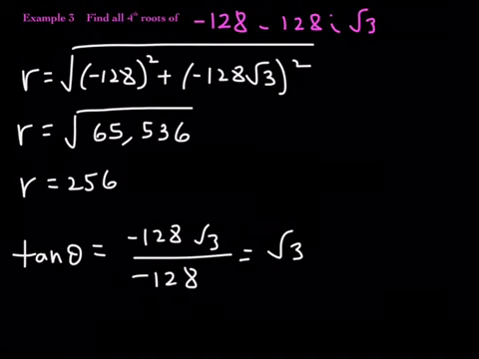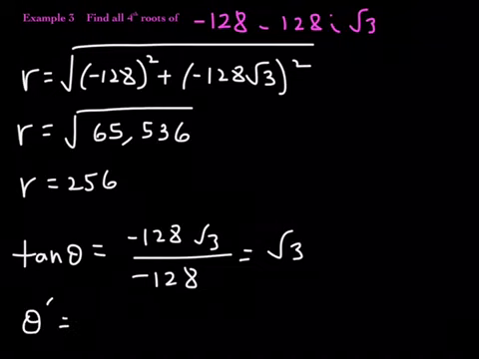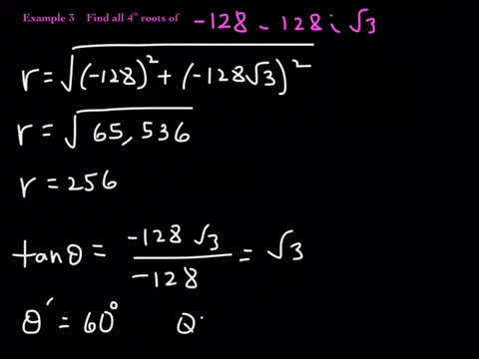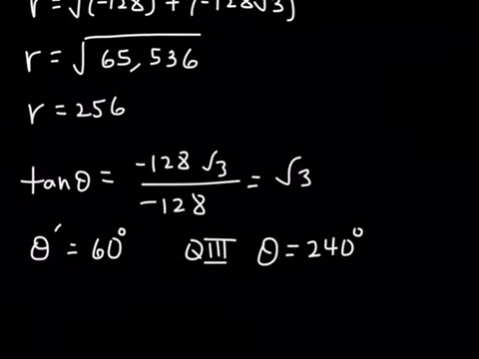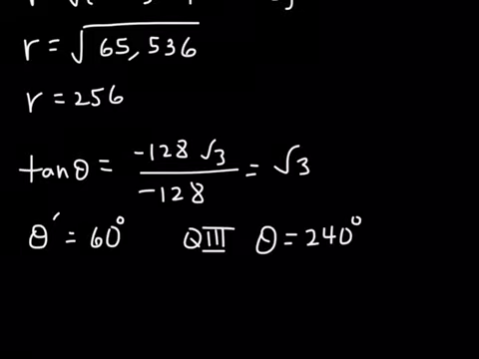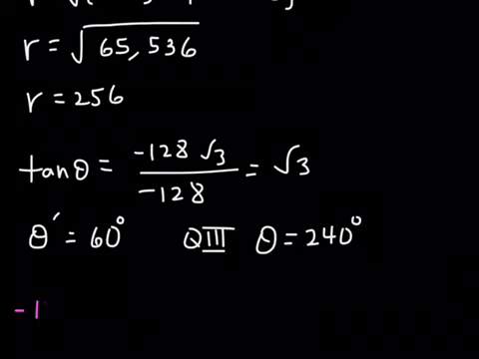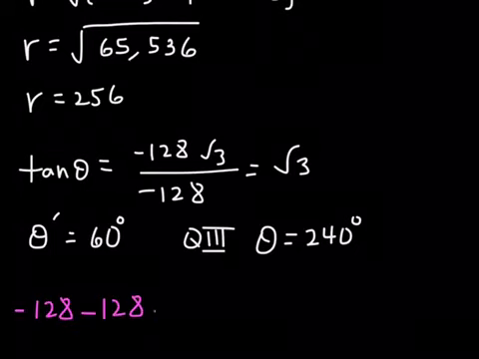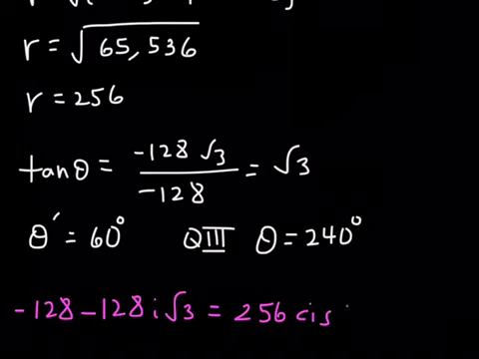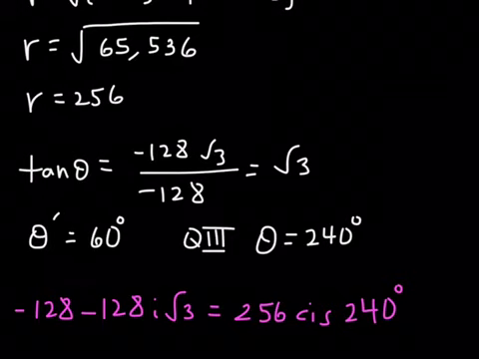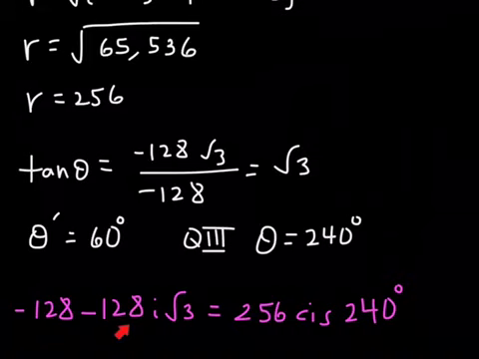So because you're in quadrant 3, you know your reference angle is 60 degrees, right? But in quadrant 3, that would put you at 60 degrees after 180 degrees. So that would put you at 240 degrees, all right? So the number that they gave us, negative 128 minus 128 i root 3, is the same thing as 256 cis 240 degrees. So what I'm saying is that to find the four fourth roots of this complex number is to find the fourth roots of this polar form, because they're equal.